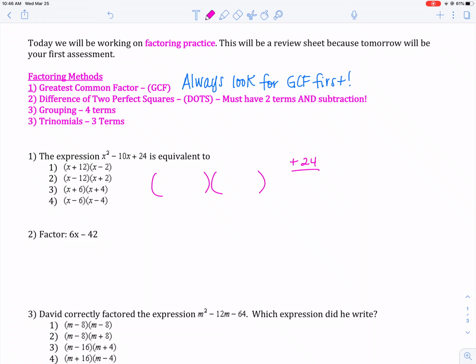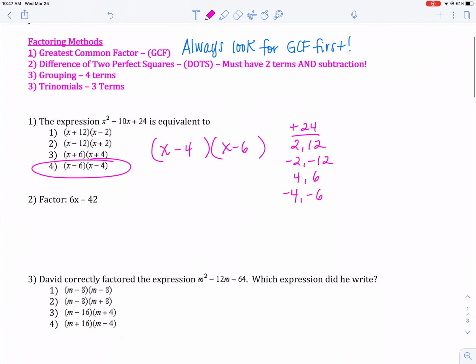So here's where you're going to immediately open up 2 sets of parentheses. You're going to pull positive 24 off to the side and ask yourself, what 2 numbers multiply to 24? Now, if it's a positive 24, your signs should be the same. If you were doing 2 and 12, they would never add to 10. They would add to 14 or even negative 2 and negative 12, which would add to negative 14. So it has to be 4 and 6. 4 and 6 add to positive 10, but if you use negative 4 and negative 6, those add to negative 10. So x minus 4, x minus 6 should be your answer, which is choice 4.